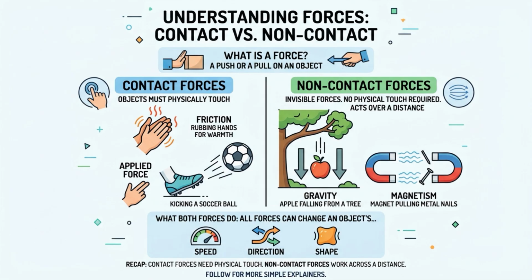On the other side, we have non-contact forces. These are invisible forces that act over a distance. No physical touch is required. Gravity pulling that apple down from the tree or a magnet pulling a metal nail across a table are perfect examples. They interact across empty space whether they touch or not.